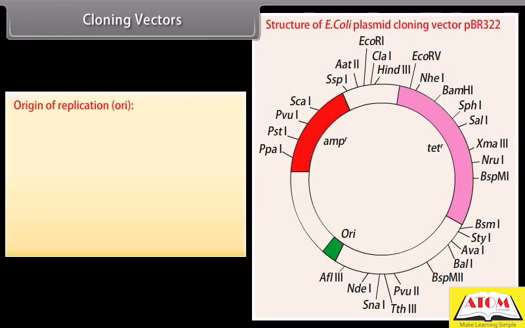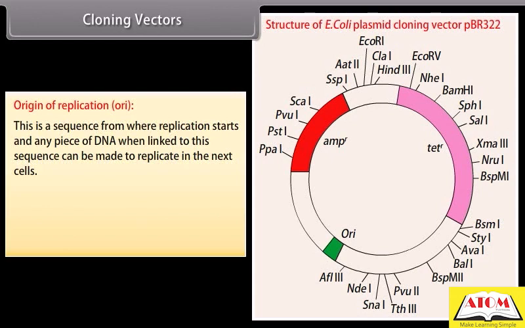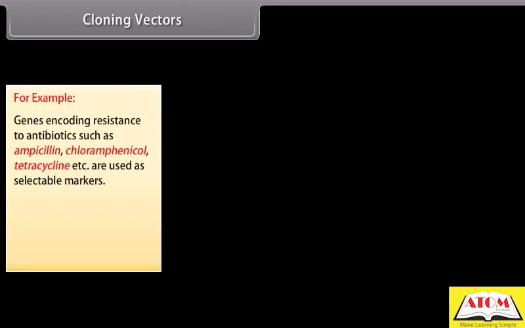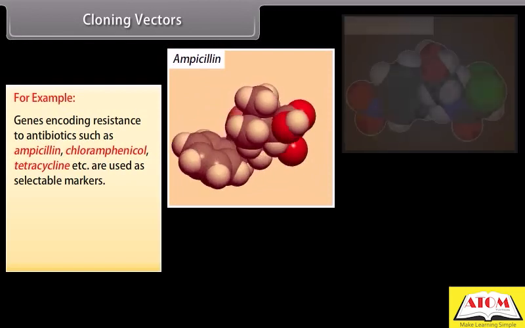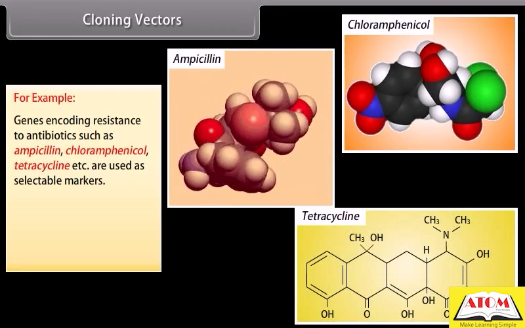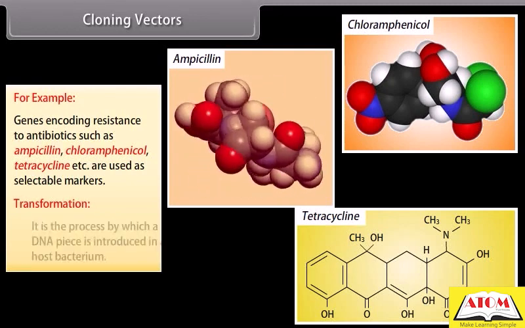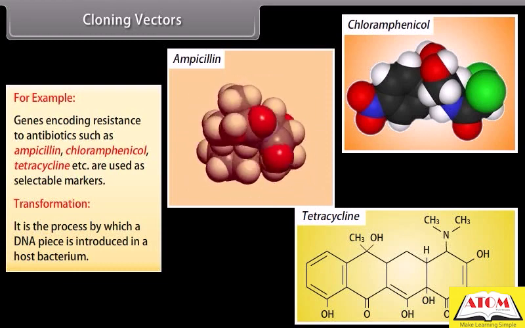Origin of replication. This is a sequence from where replication starts, and any piece of DNA, when linked to this sequence, can be made to replicate in the host cells. Selectable markers. In addition to ORI, the vector requires a selectable marker which helps in identifying the transformants and non-transformants. For example, genes encoding resistance to antibiotics such as ampicillin, chloramphenicol, tetracycline, etc. are used as selectable markers. Transformation is a process by which a DNA piece is introduced into a host bacterium.